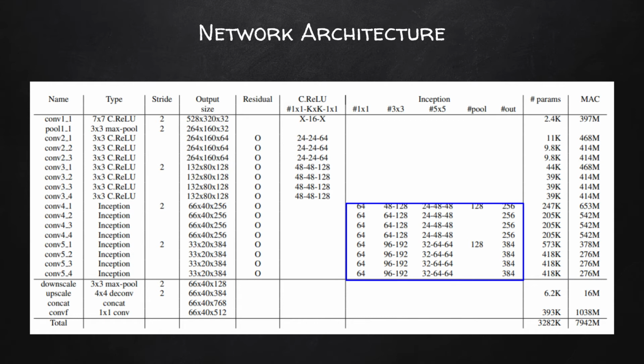Also, if we see the rightmost two columns, we see the number of parameters and multiply and add computations as the layers are stacked. The total number of parameters is about 3.3 million. And using this PVANet with other object detection frameworks improves the inference speed of the model while preserving the accuracy.